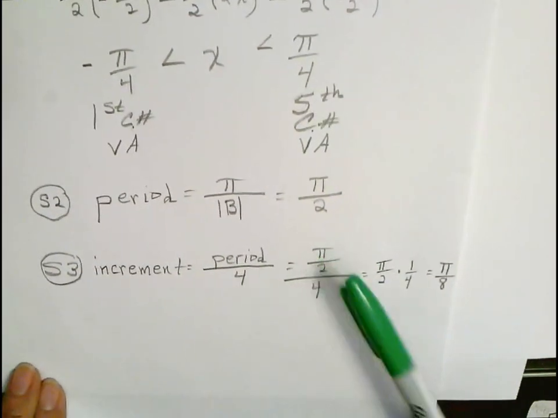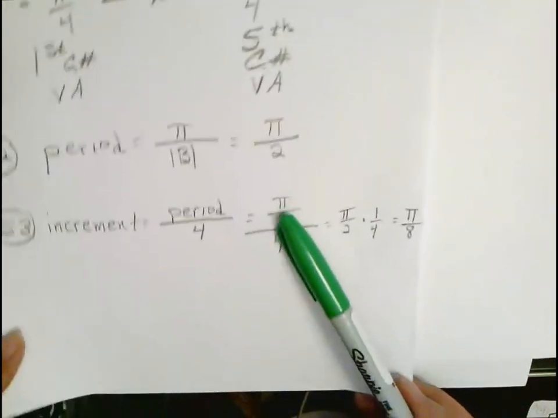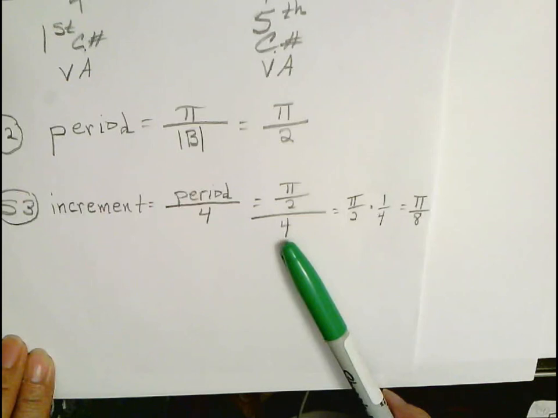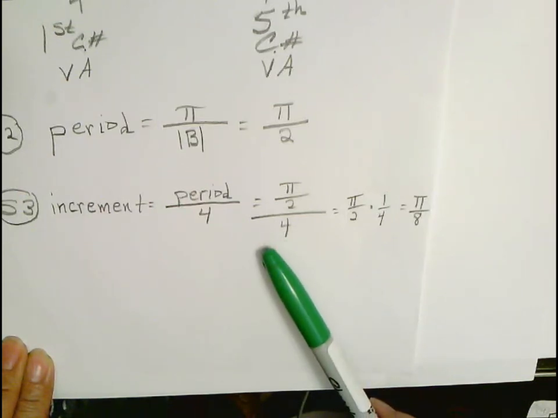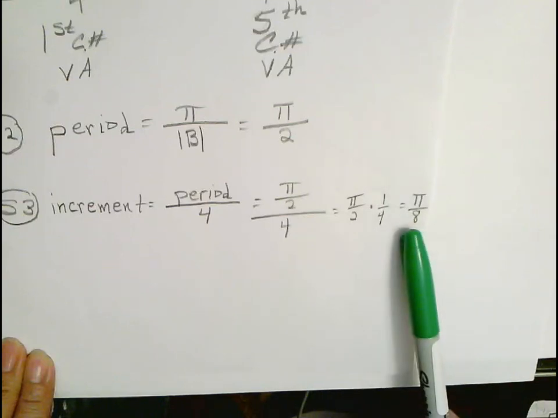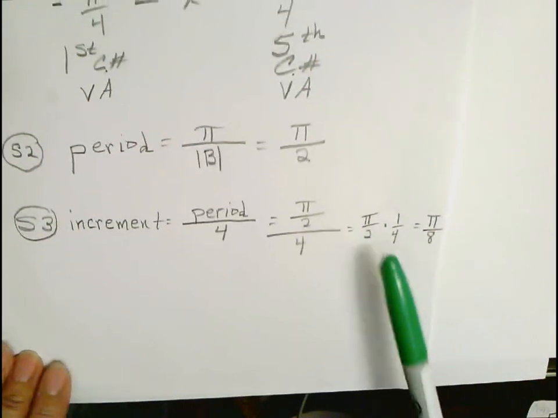The increment is the period, which is pi divided by 2, all of that divided by 4. Dividing by 4 is the same thing as multiplying by its reciprocal, which is 1 over 4. So the increment will be pi over 8.